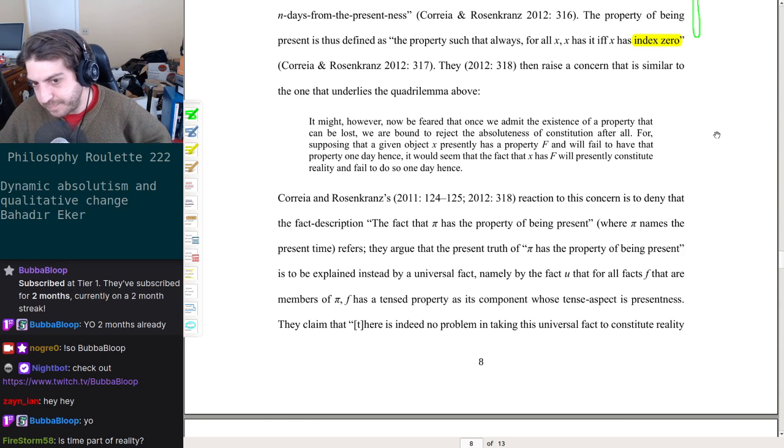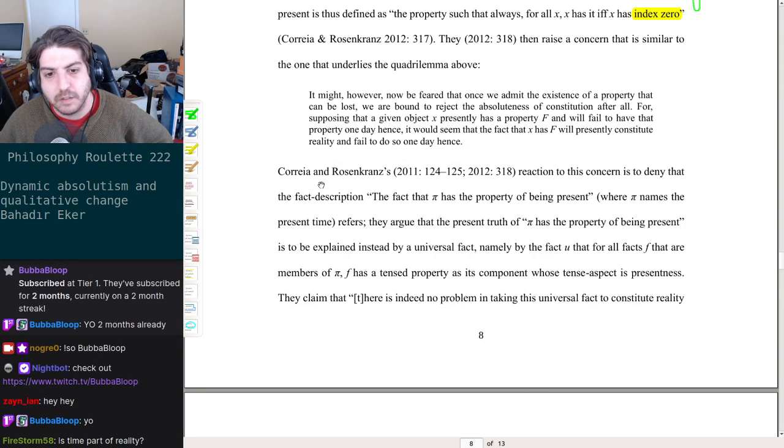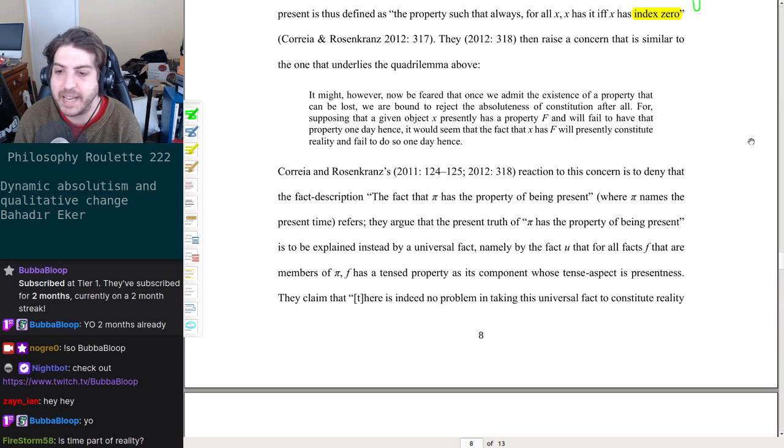So, yeah. Correa and Rosenkranz's reaction to this concern is to deny that the fact that pi has the property of being present, where pi names the present time, refers. They argue that the present truth of pi has the property of being present is to be explained instead by a universal fact, namely by the fact that for all facts f that are members of pi, f has a tense property as its component whose tense aspect is presentness.